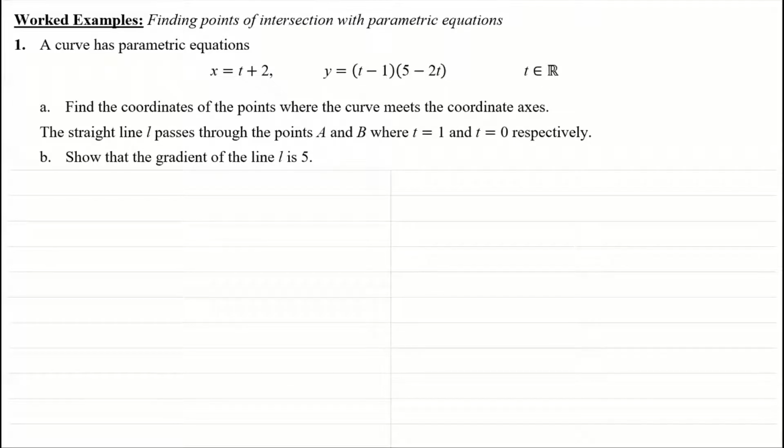All right, so let's start doing some coordinate geometry with parametric equations. So we're given the two equations, and for part A, it asks us to find the coordinates of the points where the curve meets the coordinate axes. So straight away, there's some prior knowledge that we need to retrieve here. Now, obviously, where the curve meets the coordinate axes, there's some key information we need to write down. So, i.e., coordinate axes, well, it's when x equals 0, that's the y-intercept, and when y equals 0. So we'll just make notes of those.